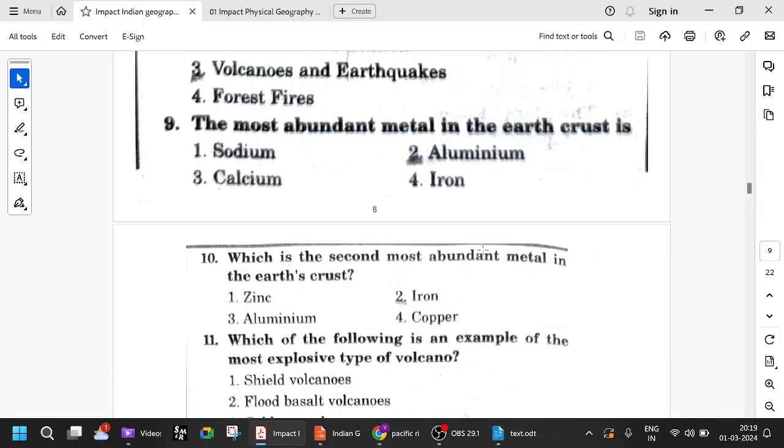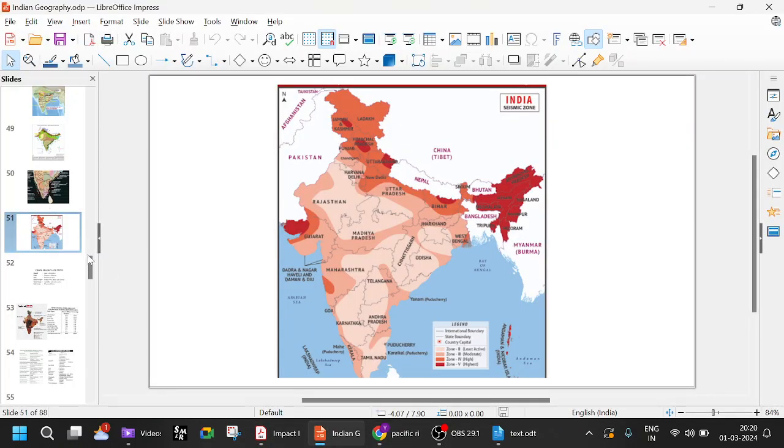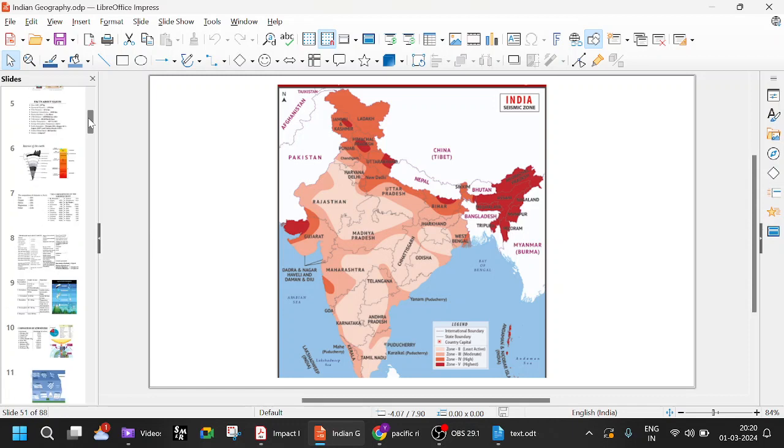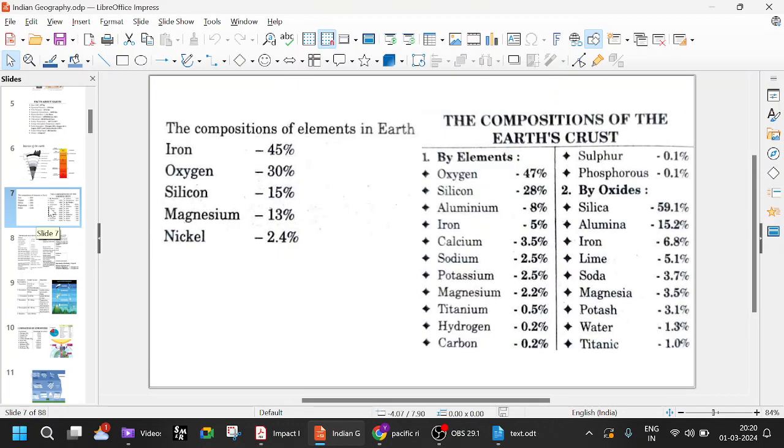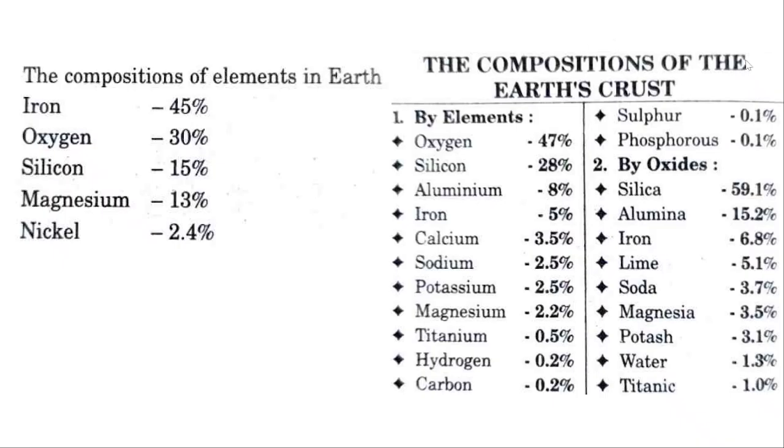So the most abundant metal in the Earth's crust. Remember those things because it keeps changing. The crust has oxygen. See the composition of the Earth's crust. If you are talking about the crust, then oxygen is the highest, 47%. And among the metals, iron and aluminium, aluminium is the highest.